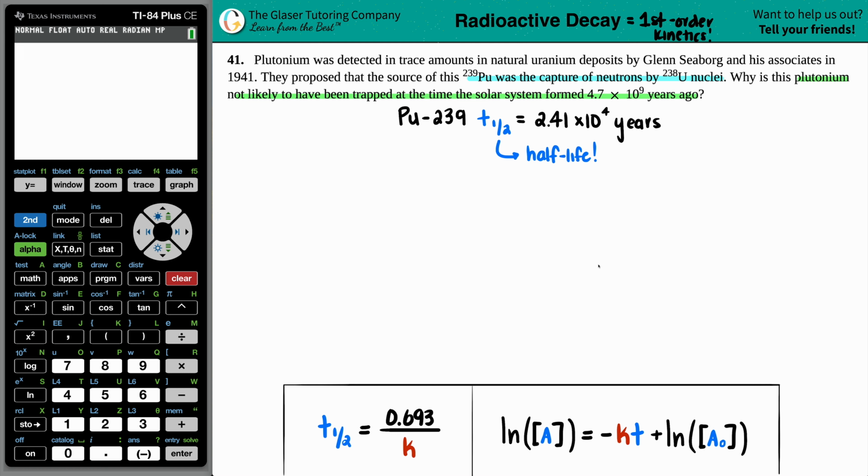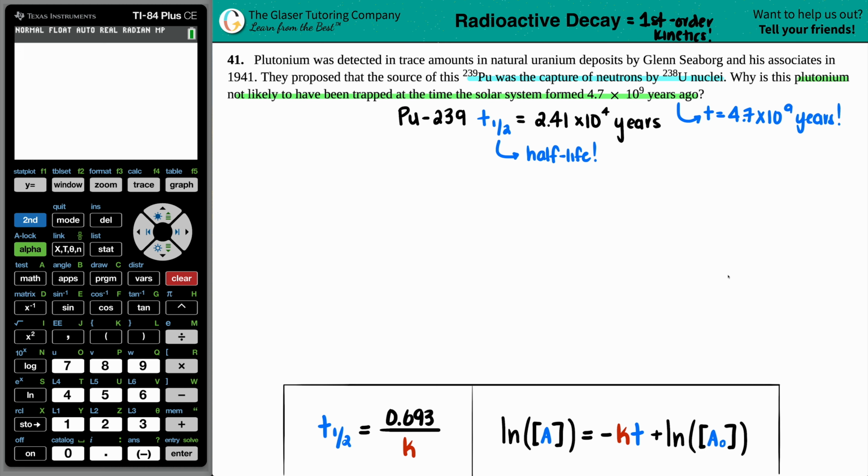A lot of teachers or professors give you a new formula or two new formulas to memorize. But I don't say let's do that, because it's always going to go back to the formulas that you know. You already know your first-order kinetics equations if you did the chapter, so we could just use those. Now, in this case, they're giving us an arbitrary amount of time. The solar system formed 4.7 times 10 to the 9th years ago. That has nothing to do with the half-life of plutonium. So this value is how long we have to go back. So this is just going to be our random t value, 4.7 times 10 to the 9th years.